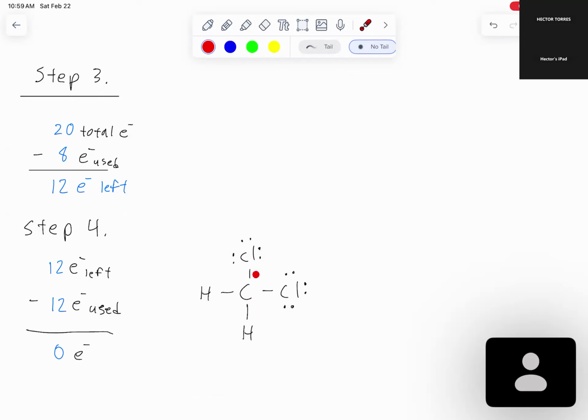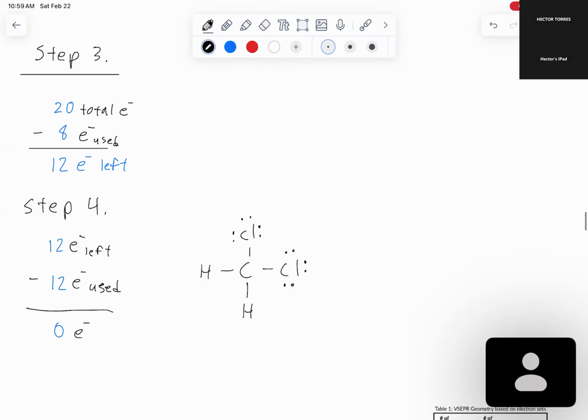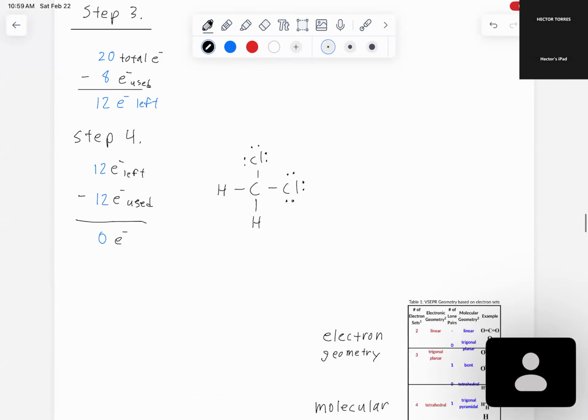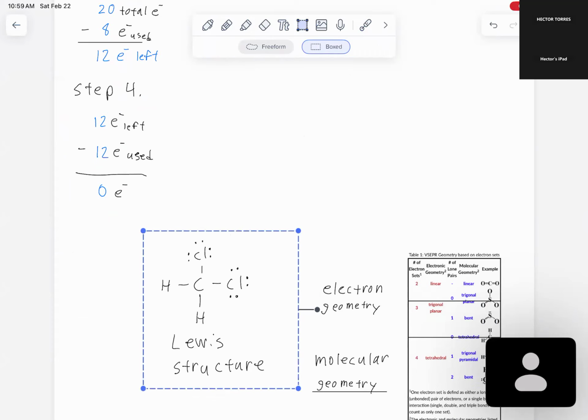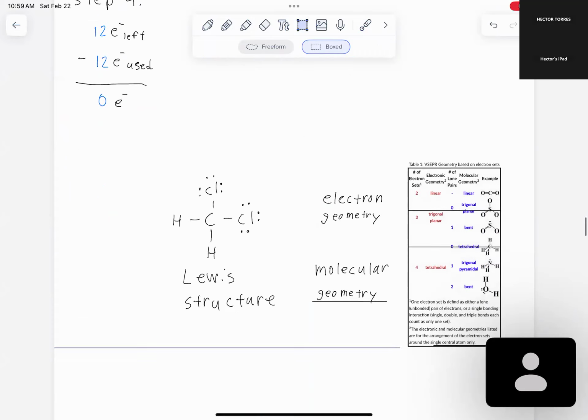Carbon has 4 bonds around it, as we can see here. And so for electrons, it's going to have 2, 4, 6, 8. So all of our atoms have a complete octet. With that information, this is going to be our final Lewis structure. Using this, we will be able to determine the geometry of the molecule.